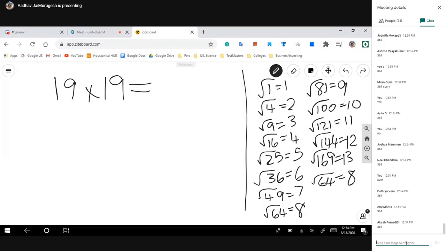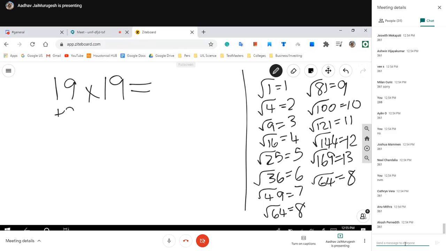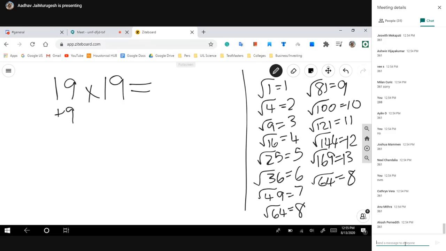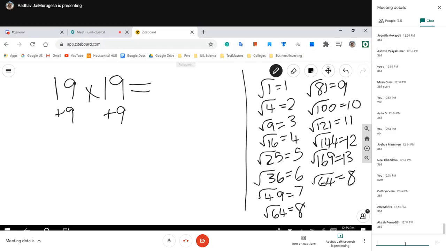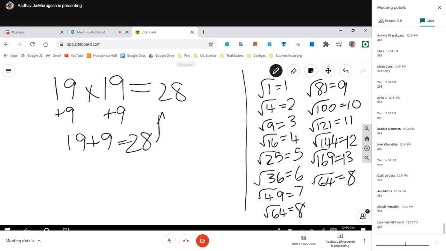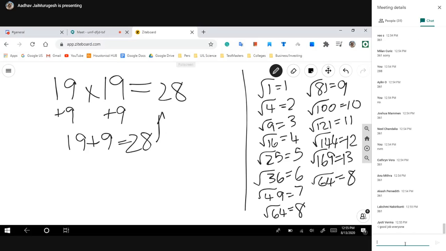So 19 is just 10 plus 9, so we're just gonna do plus 9 over here. And the same for the other 19, 10 plus 9, so it's gonna be 9 and 9. That's step 1, and step 2 is getting 19 plus 9, which gives us 28. We take 28 over here. Then we multiply 9 by 9, which is of course going to be 81.